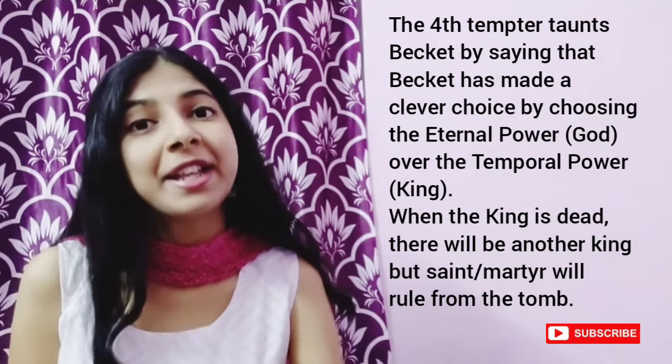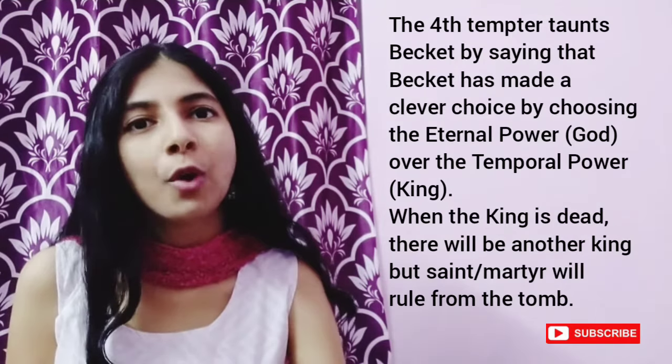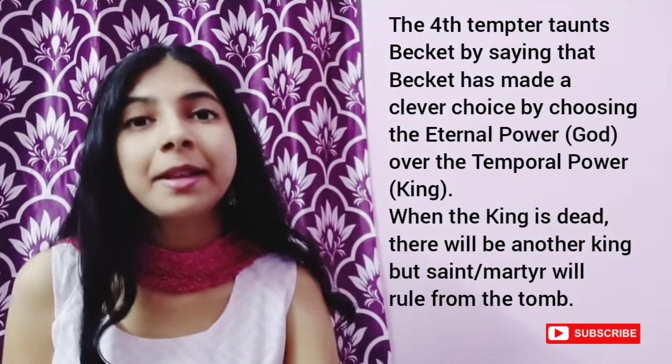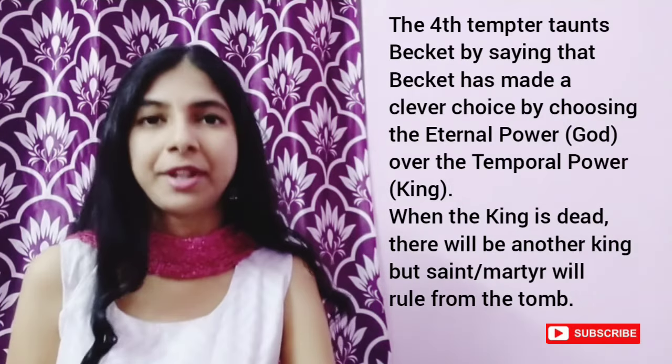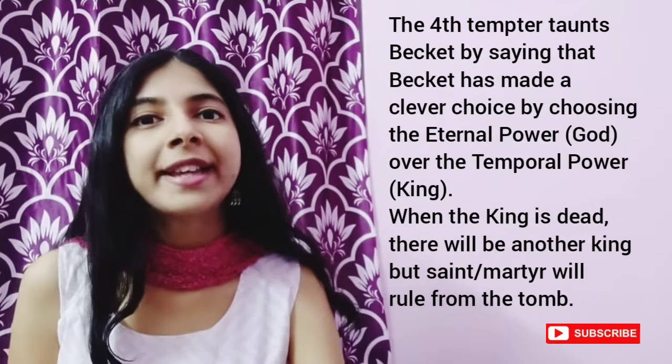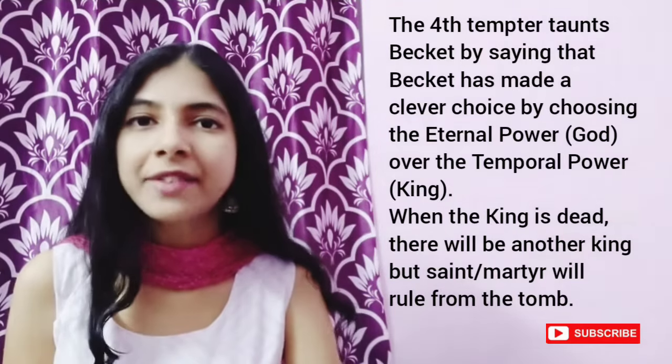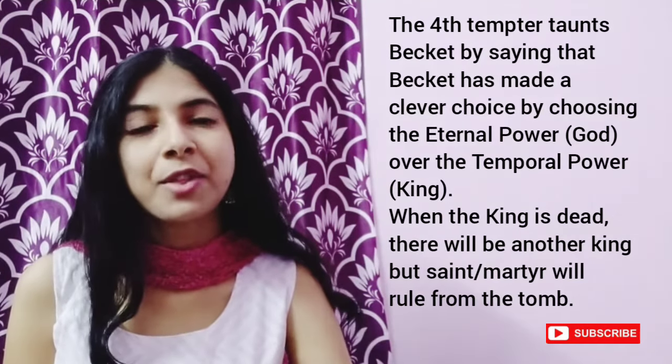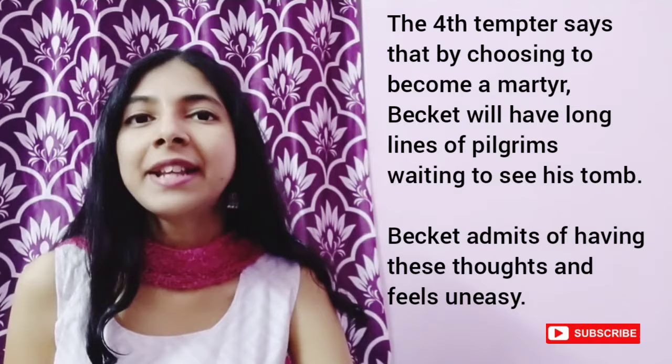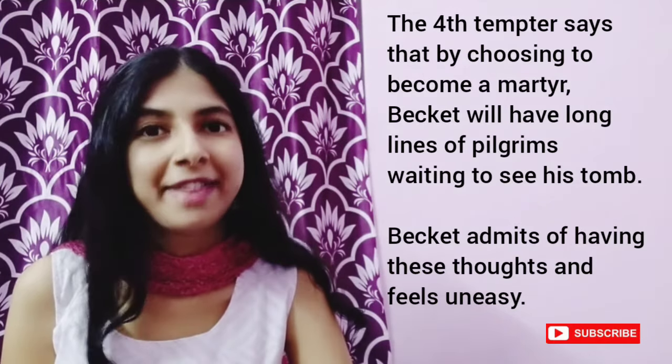He tells Becket that by choosing an eternal power that is God over the temporal power that is king, Becket has taken a clever decision. Because when the king will be dead, there will be another king. But martyr or saint will keep on ruling from the tomb. So by deciding to become a martyr, Becket has taken a wise decision. Because there will be long lines of pilgrims waiting to see Becket's tomb after his death.